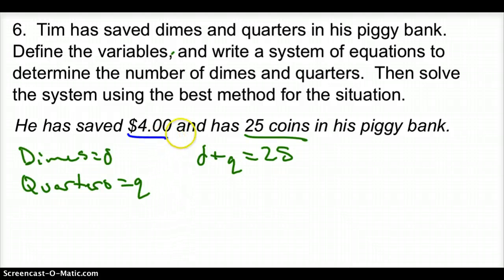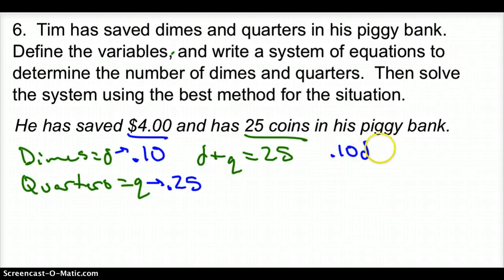Now we also have $4. Well, how can we get to a money amount with dimes and quarters? Well, how much does a dime cost? A dime would cost 10 cents. We have to be careful. It's not worth 10, but it's 10 cents. So it's 10 over 100 or 0.1. And quarters would be 0.25. So now let's go ahead and make that equation. We go 0.10 D, because it's a dime, plus 0.25 Q, because we're talking about quarters now, equals, and just one normal 4.